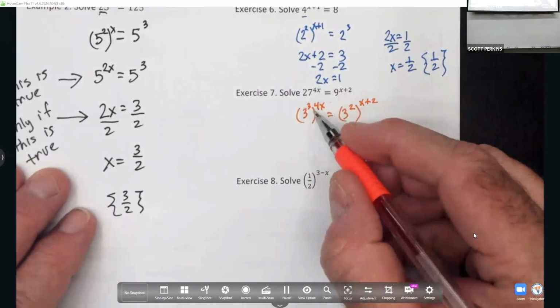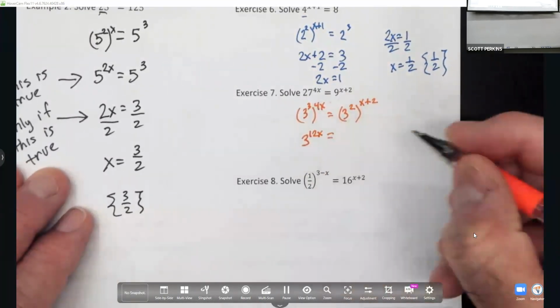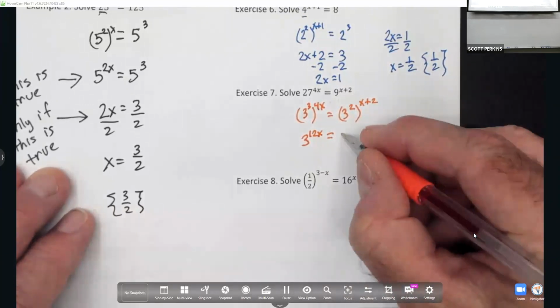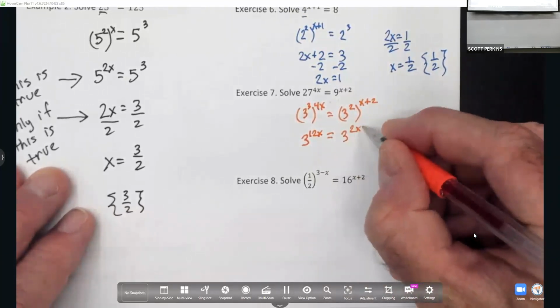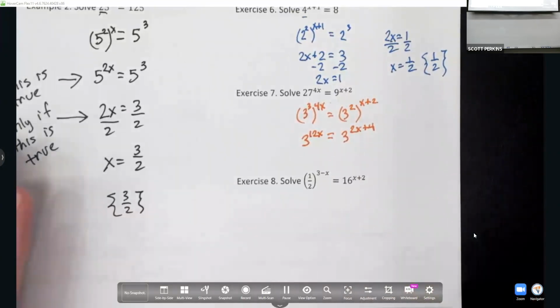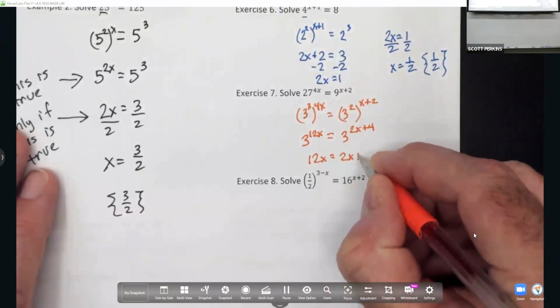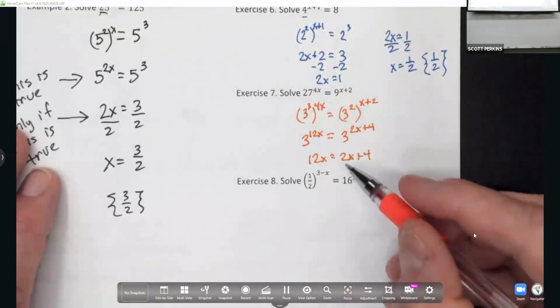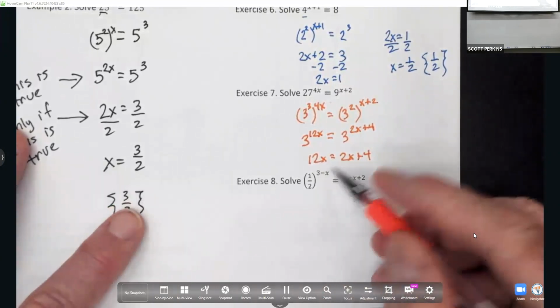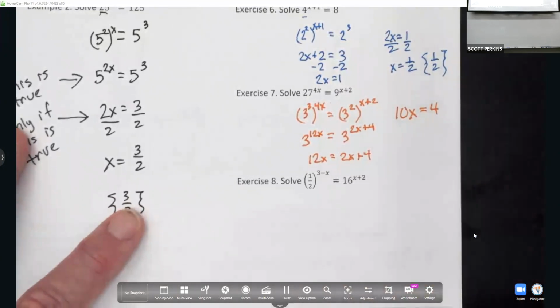On the left side now, 3 times 4x is I've got 3 to the 12x. On the right, I have to remember to distribute, so I have 3 to the 2x plus 4. So again, those two things can only be equal if the powers are equal. So 12x has to equal 2x plus 4. I'm going to subtract the 2x from both sides, and when I do that, I get 10x on the left and 4 on the right.